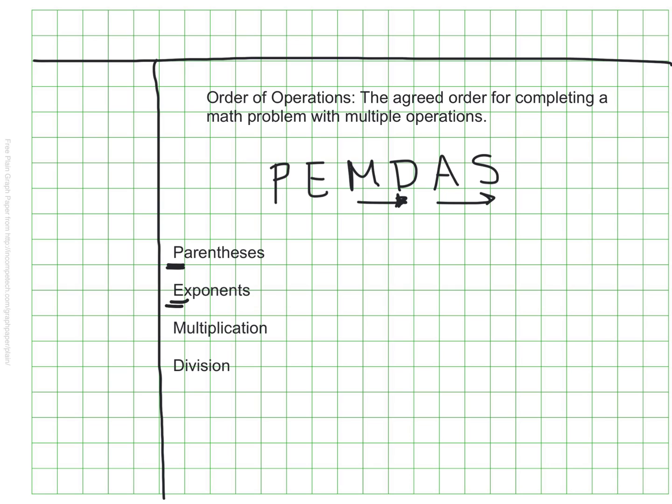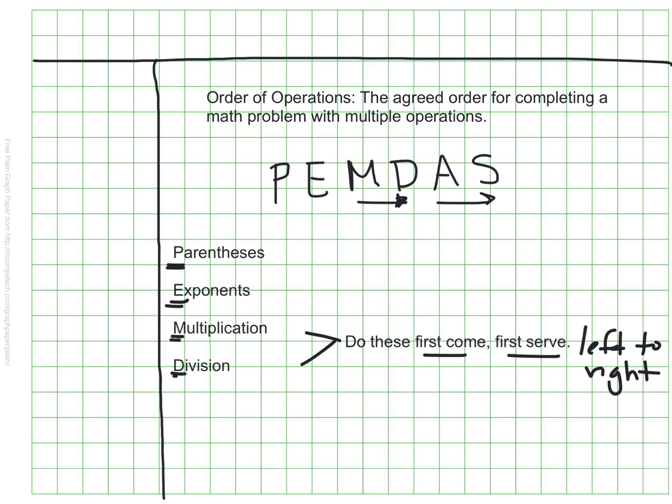Next, if we see there is any multiplication or division, we do those next. That's our M and our D. The multiplication and division have this little arrow underneath, right? Because we do these first come, first serve from left to right. Right? So we do whichever one we see first. These are kind of tied in importance, so we do them at the same time, right, from left to right.